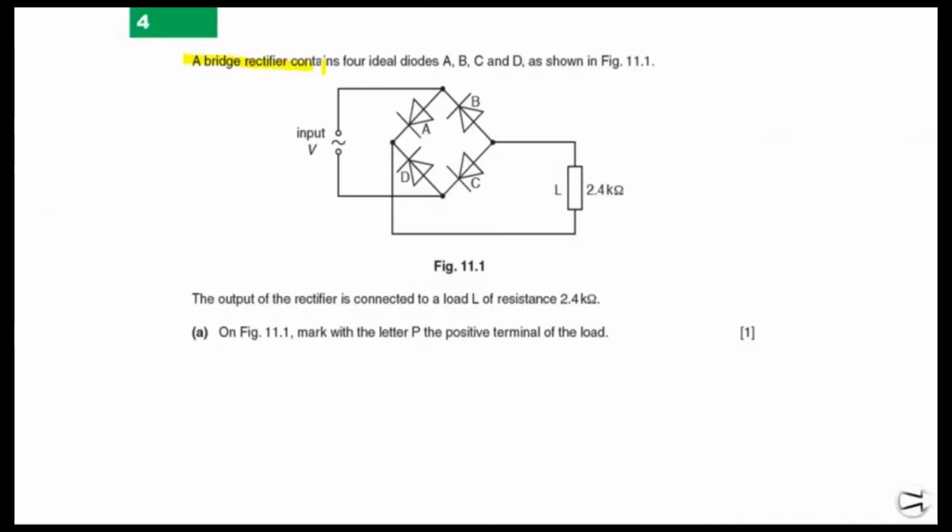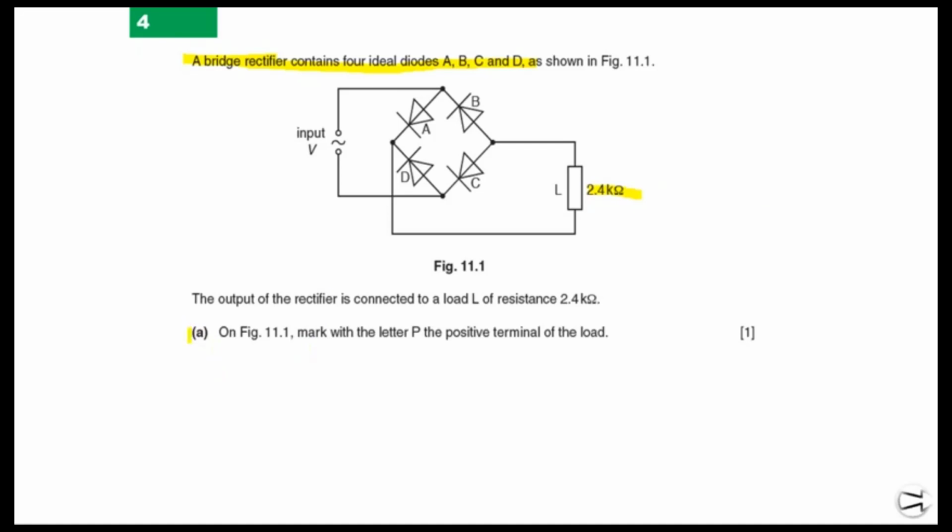Here we have a bridge rectifier circuit. As you can see, there are four ideal diodes A, B, C, and D, and they are connected in diamond shape. This kind of setup we call a bridge rectifier circuit, and a resistor is also connected, and the resistance of the resistor is given. That resistance is equal to 2.4 kilo ohms. We will need this resistance later.